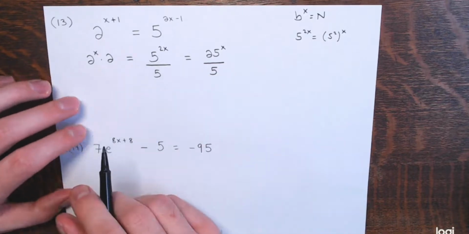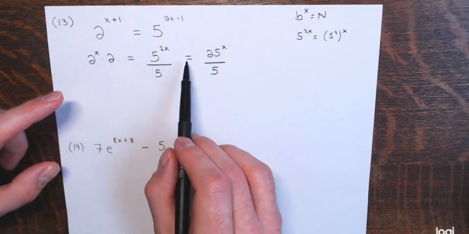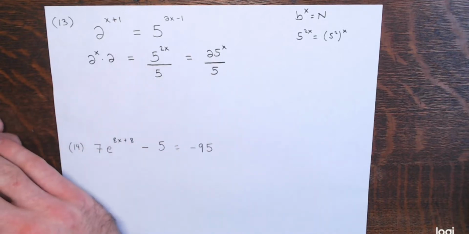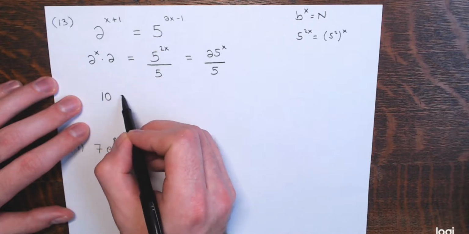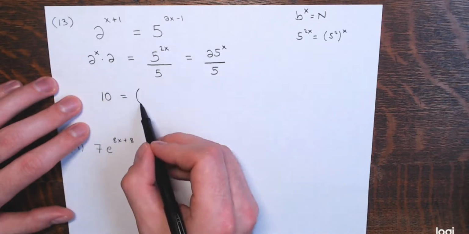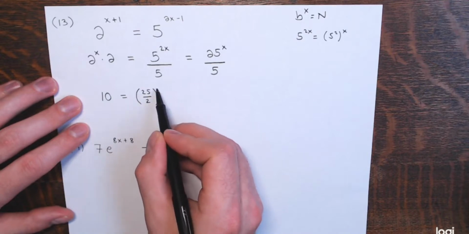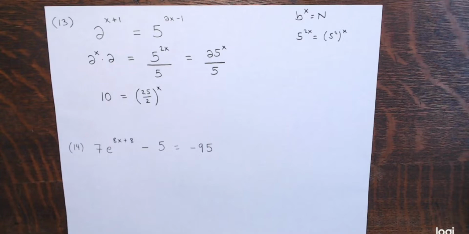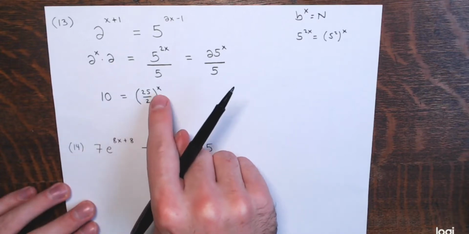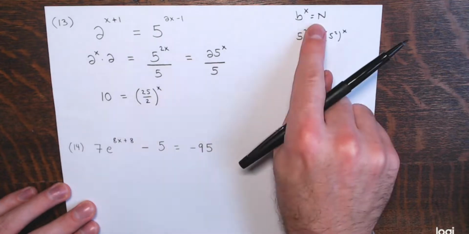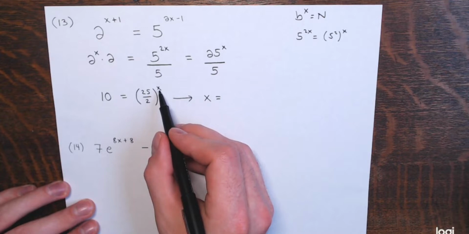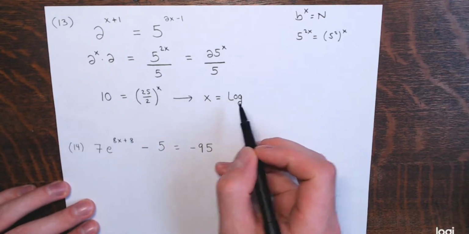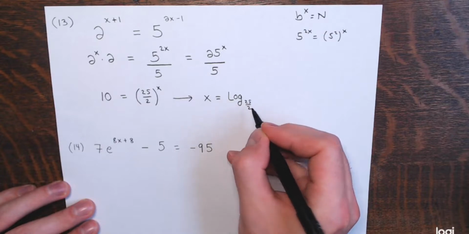So here's what I've got. 2 to the x times 2 equals 25 to the x divided by 5, sorry. All right, then I'm going to multiply by 5. 2 times 5 is 10 on the left. And I'm going to divide by the 2 to the x, giving me 25 halves to the x on the right. And there we go. Here's my base to a power x equals a number. Exactly what I want. So I change this to logarithmic form. So the variable, the exponent x equals the log with a base of 25 halves of 10.